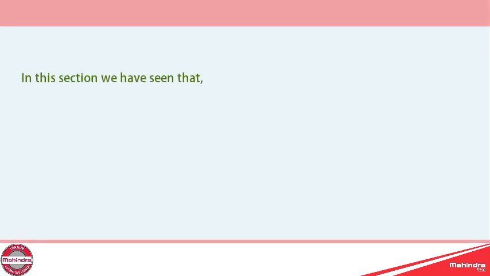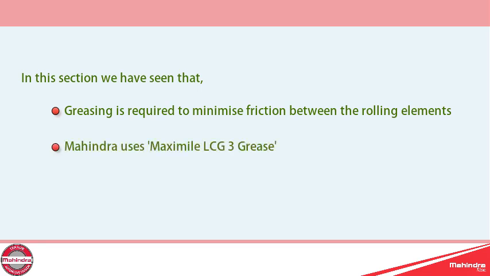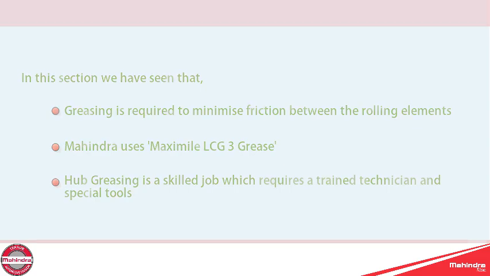In this section, we have seen that greasing is required to minimize friction between the rolling elements. Mahindra uses Maximil LCG 3 grease. Hub greasing is a skilled job which requires a trained technician and special tools.